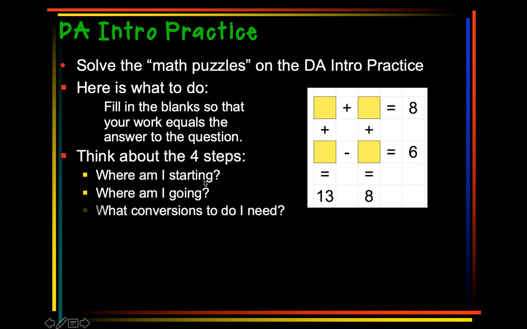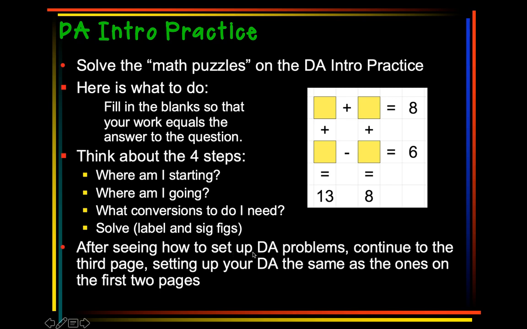Remember the 4 steps. Think about, where am I starting? That goes in your first blank. Where am I going? That goes in your last blank. What conversions do I need? Those go in the middle blanks so that you cancel out the units that you started with and you get to the unit that you're trying to find. Your final answer, you solve: multiply on the top, divide on the bottom, so you get the right label, and then you have to think about sig figs. After we do the first page and we've done a couple examples together, the third page has 5 examples for you to try on your own, doing the same setup as the ones from the first 2 pages.